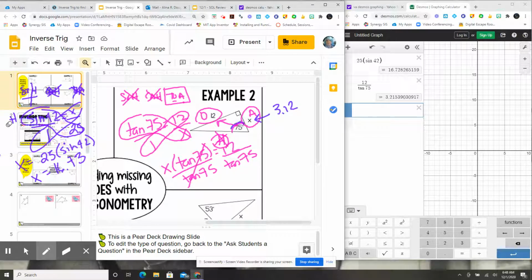but if I think about it, 3.12 makes perfect sense because if this angle is 75, this angle is going to be super skinny. It's going to be 15. So my smallest side is opposite my smallest angle. That makes a lot of sense to me.